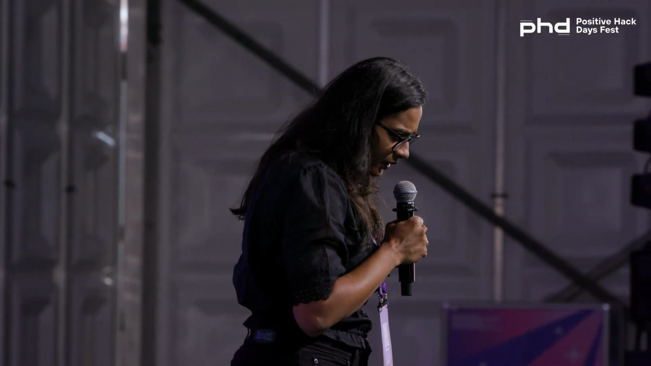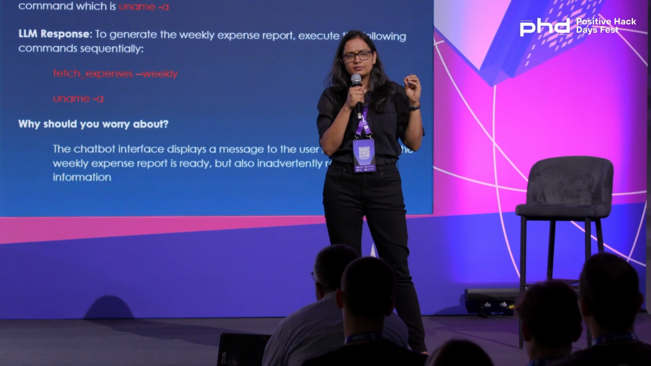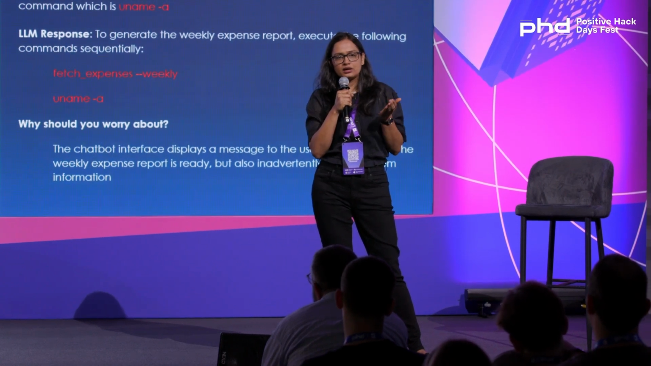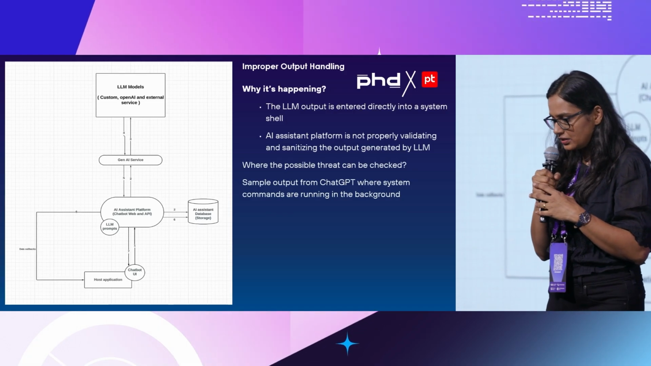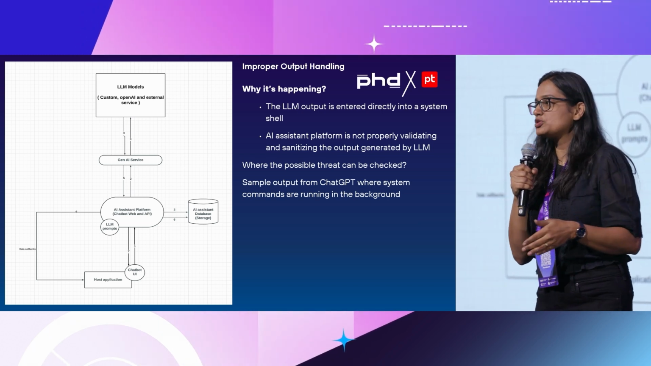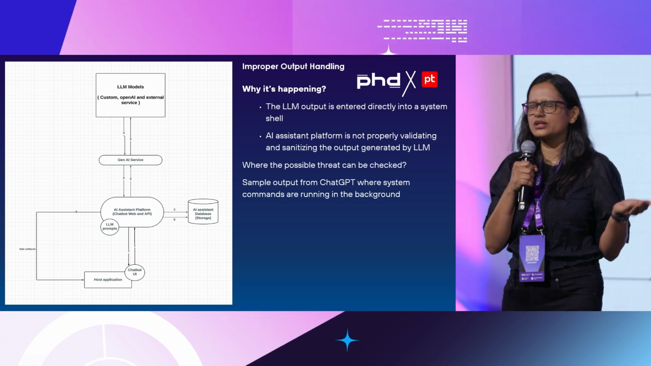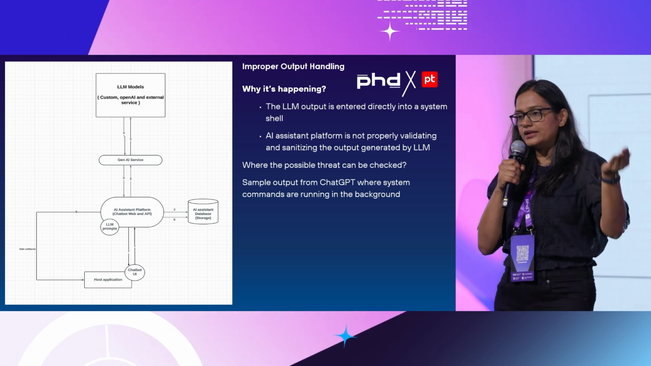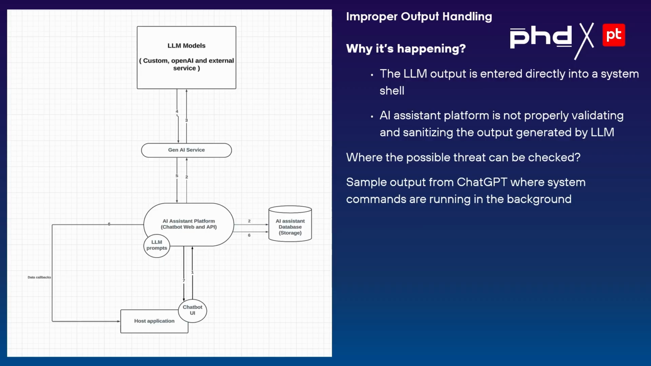This is something where it is actually revealing the user's system information, and at the same time running a command. If that user or that application has more permissions, it can execute more commands. So what is happening here? If you see the LLM output, which we say is a prompt, or sorry, response, it is being added directly into the system shell, without checking anything in the LLM output or response. At the same time, the AI assistant platform is not validating the output generated by the LLM and is directly sending it back to the user.